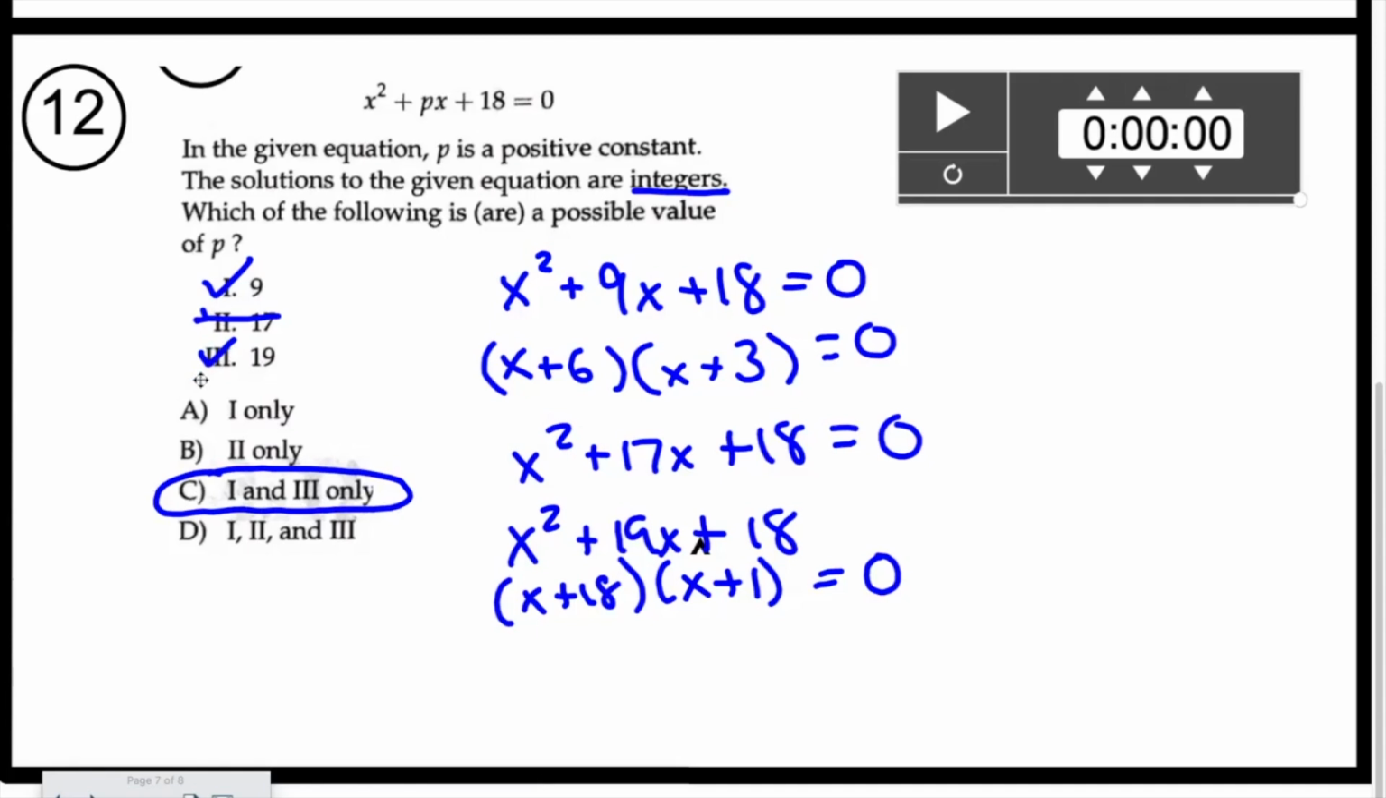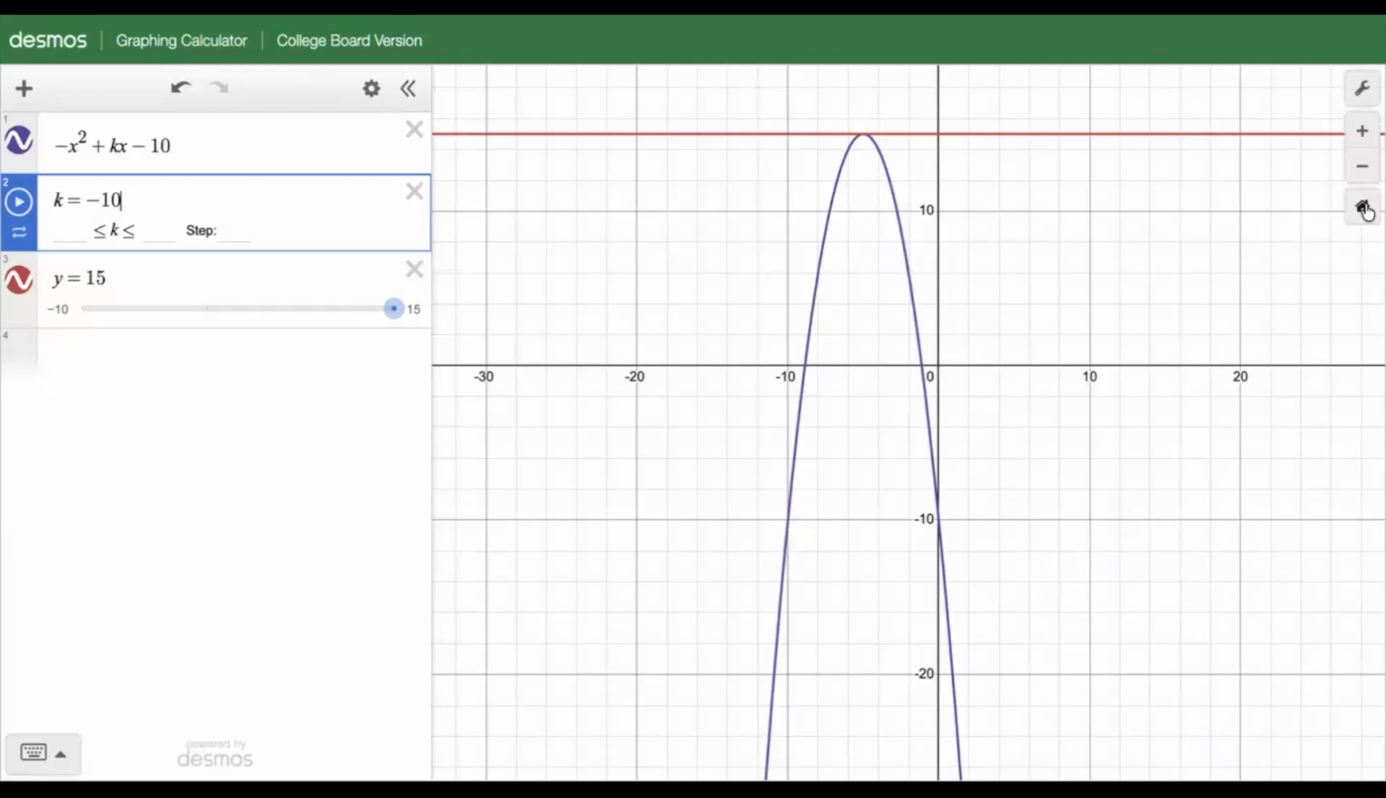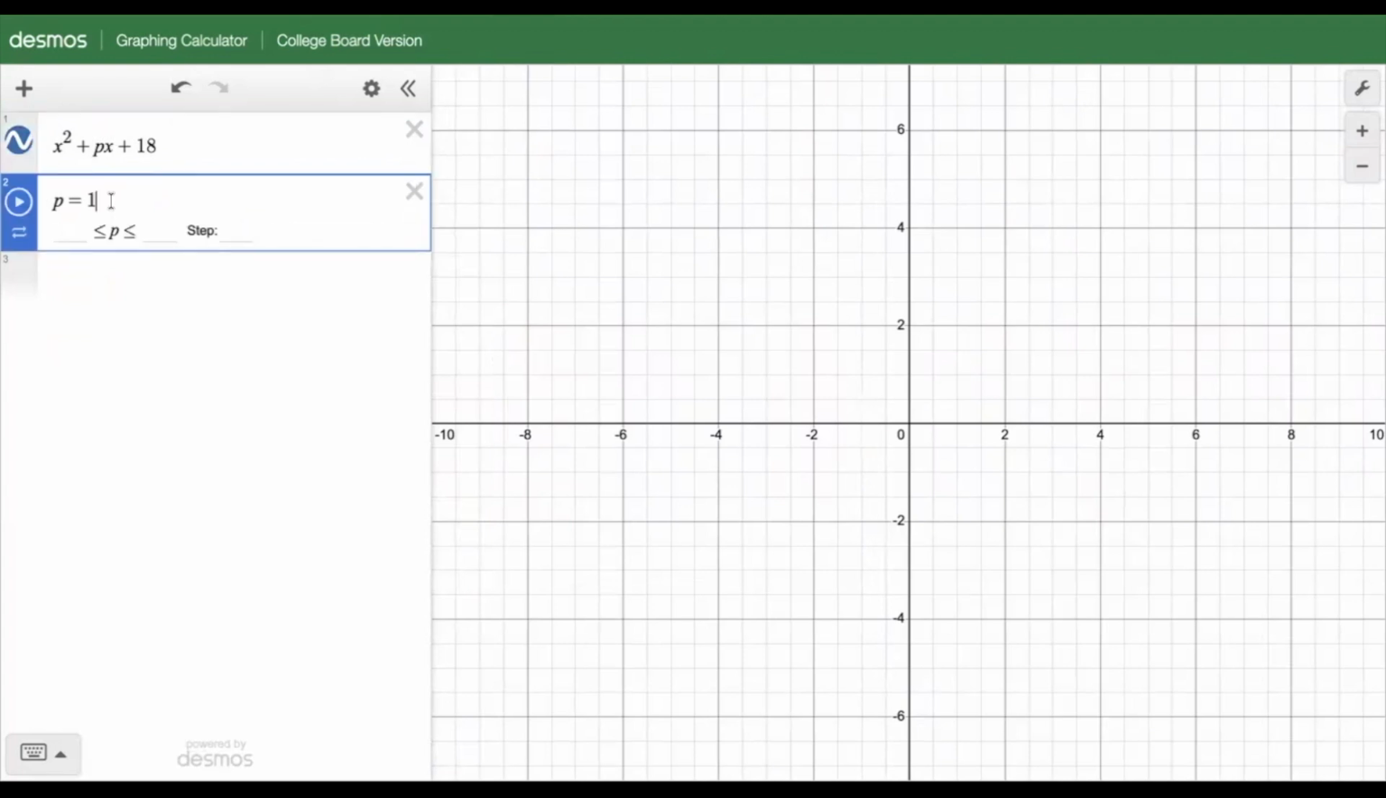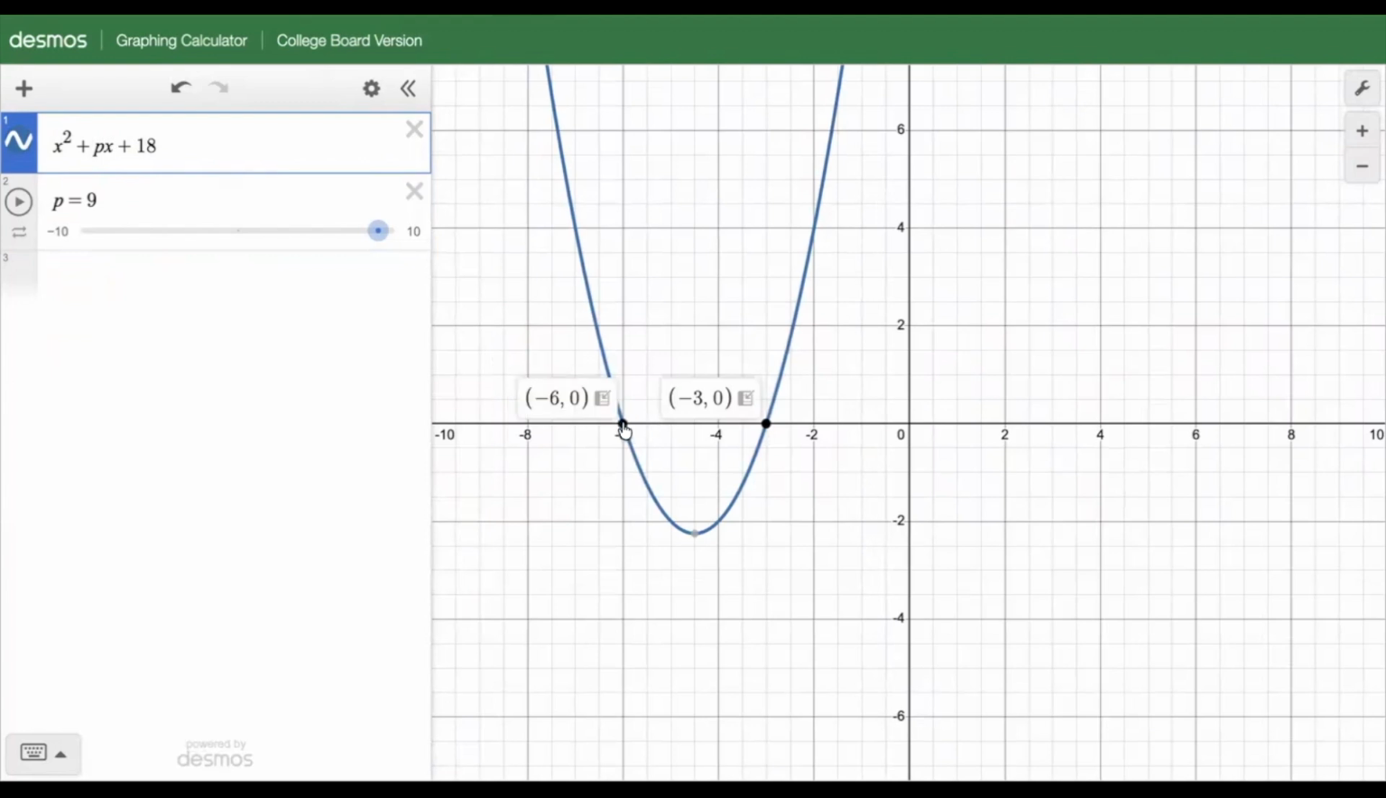So first, questions on that. So it might just be faster to use Desmos. So if you use Desmos, the way you would do it is you could just put in the x squared plus px plus 18, add the slider, and now just make p each value. So you make p 9, and then you just look at the intercepts, and the intercepts are -3 and -6, which are integers. So we know that works.